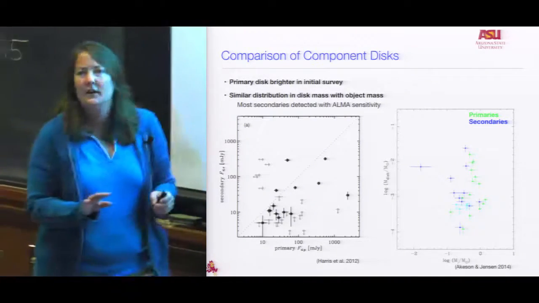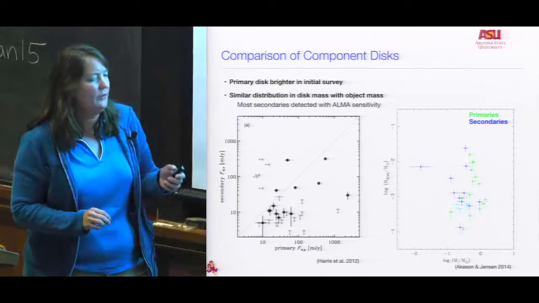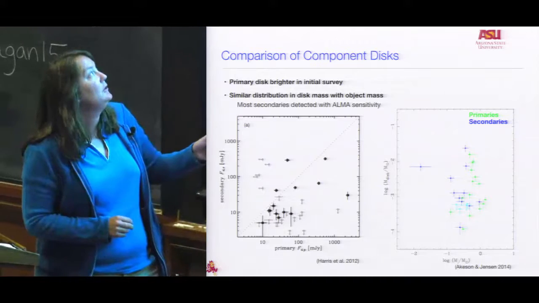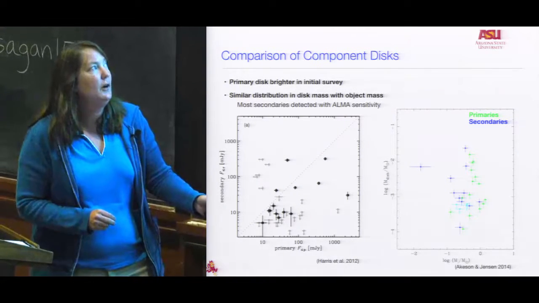Okay, and then looking at the individual disk, is the primary or the secondary a favored site for planet formation? Well, what's shown here is the flux of the secondary compared to the flux of the primary.